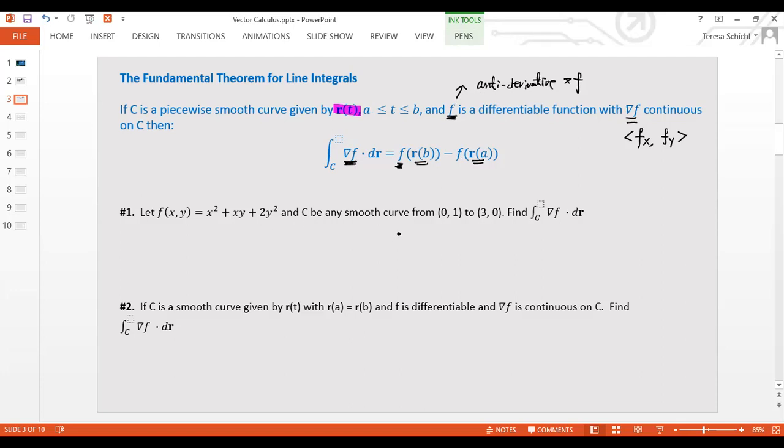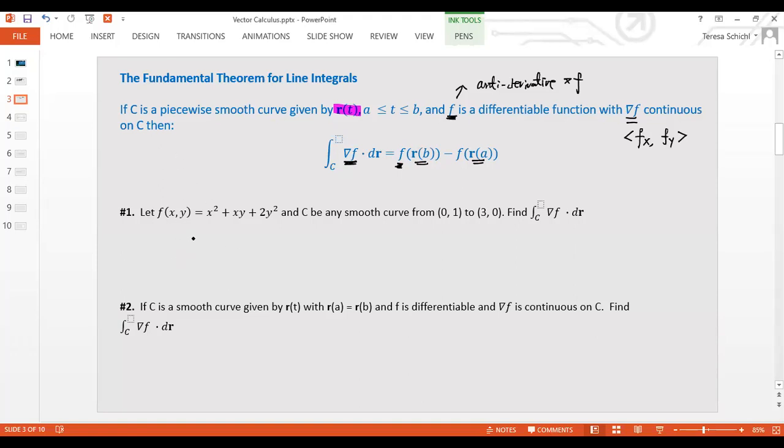Okay, so now let's take a look at problem number 1 and try to get familiar with it. Let's go ahead and get started to see how we do problem number 1.